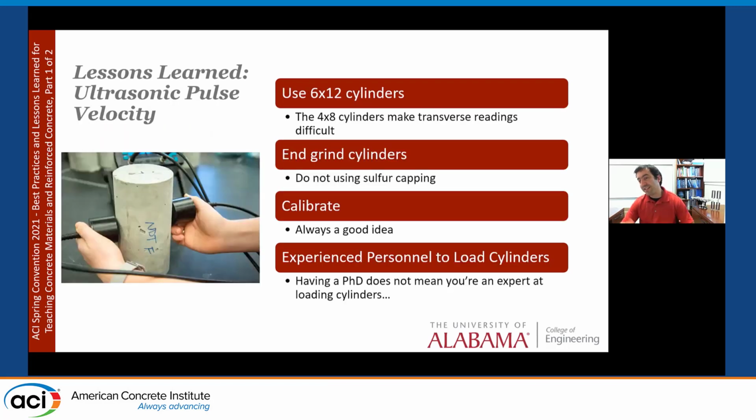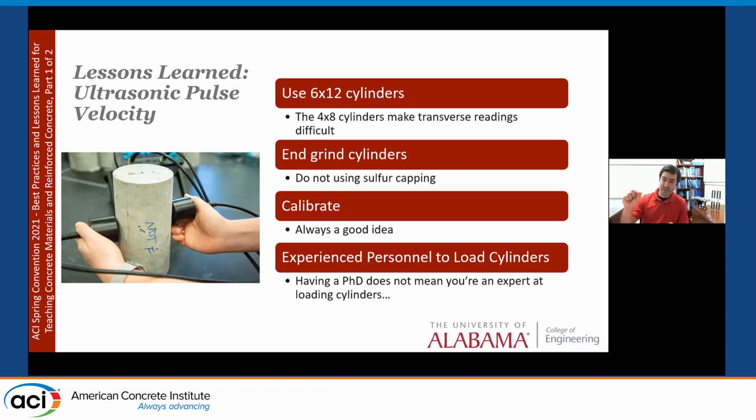Ultrasonic pulse velocity, as I mentioned, you've got to use 6x12 cylinders. Those 4x8s, oh my goodness, it doesn't work that well. You get very little separation in your data. End grinding the cylinders is important. You technically might not need to end grind the cast bottom of the cylinder, but the top, for sure you want to end grind. No amount of Vaseline will be good enough to give you a consistent signal. And absolutely do not use sulfur capping.